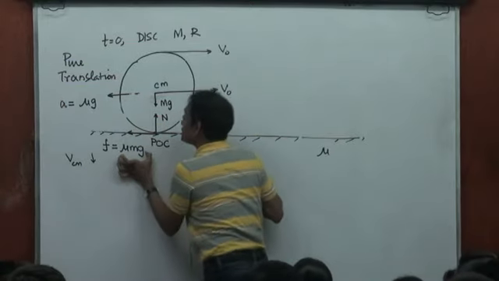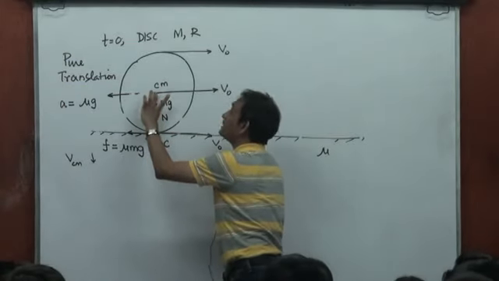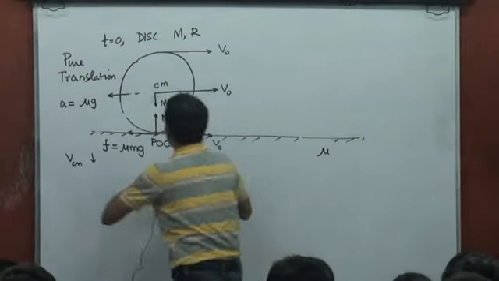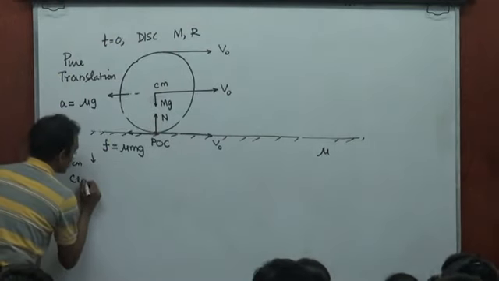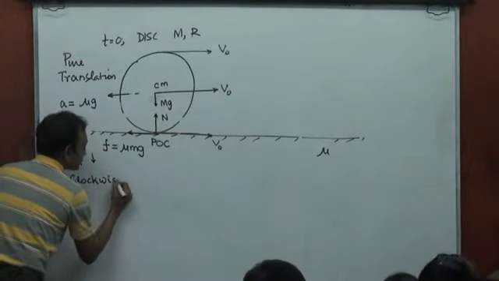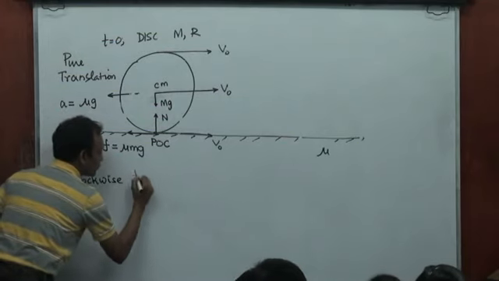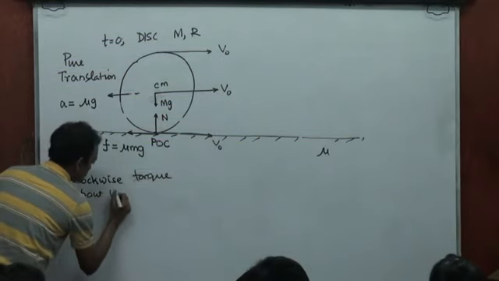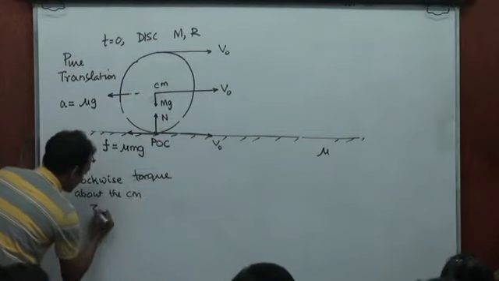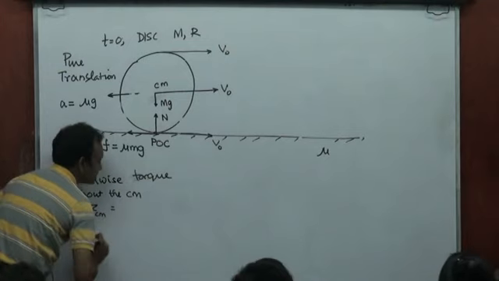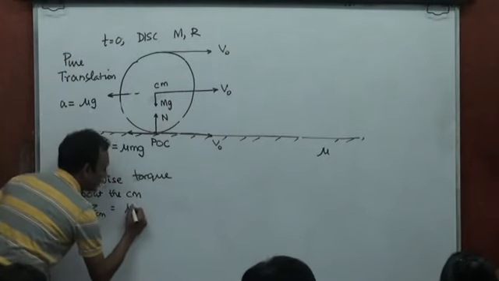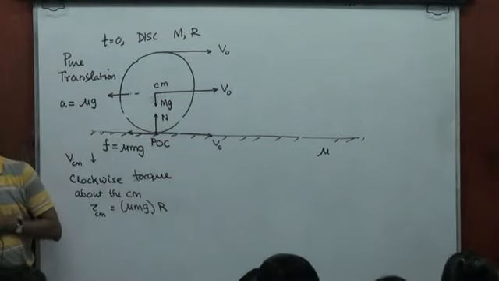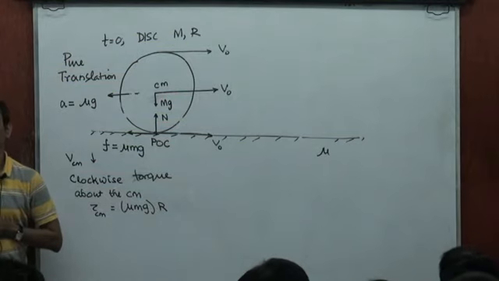But what's the torque that mu mg produces about the center of mass? Mu mg into radius r, and clockwise, right? So there is a clockwise torque about the center of mass. Tau about the center of mass is equal to mu mg, which is the frictional force, into the moment arm r. Yes or no?